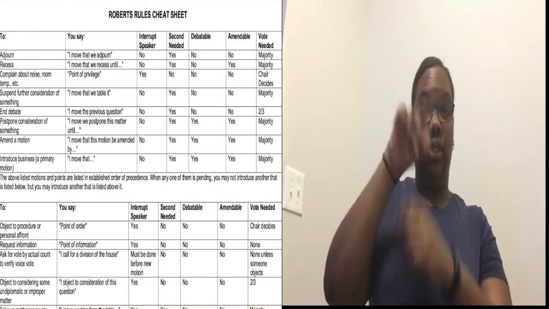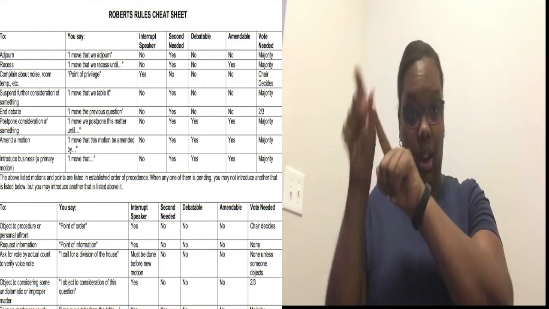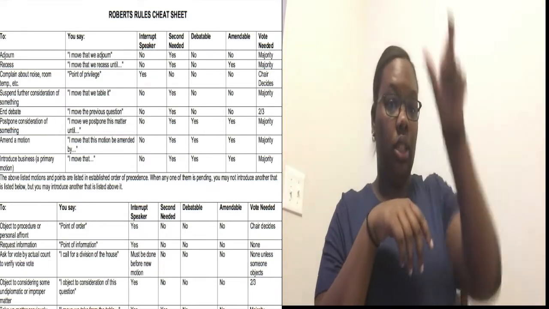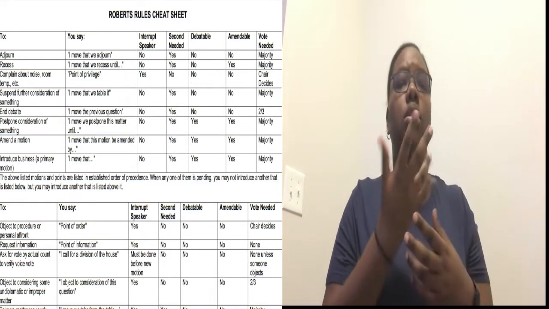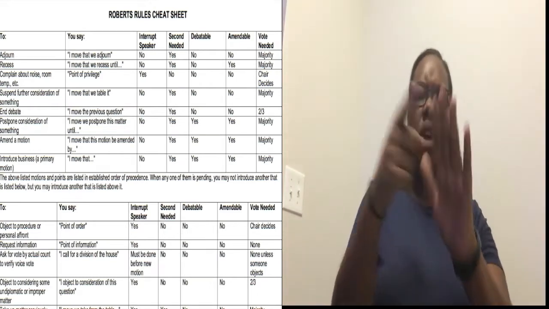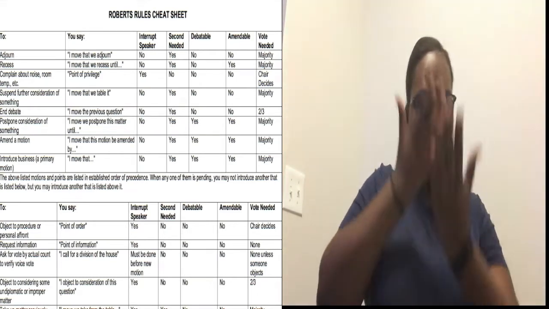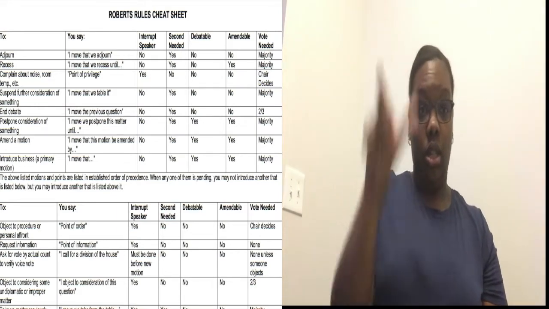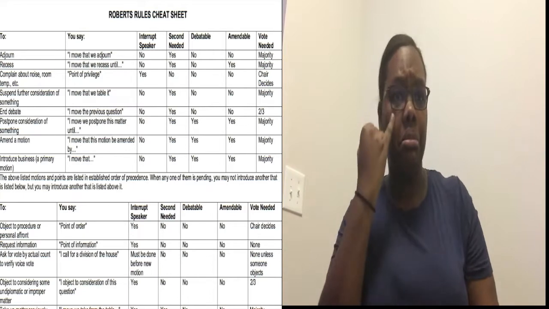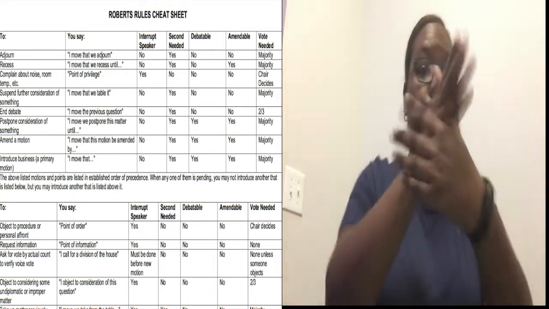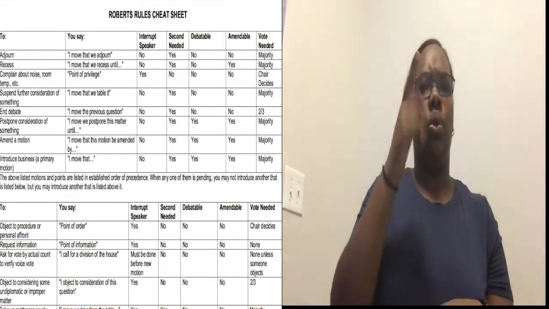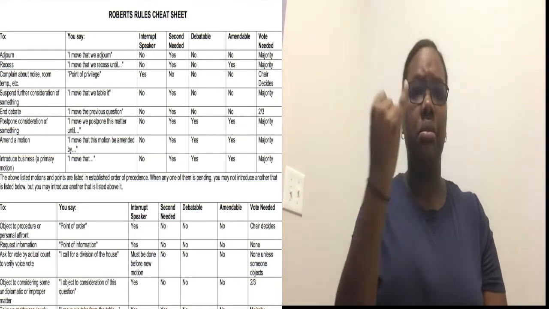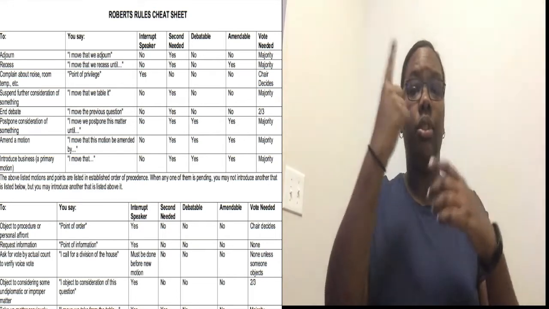In the first column, you see the motion. That's the name of the motion that you're presenting. In the second column, it says, you say. And in that column, it shows you how you would actually present that motion, what words you would use. In the third column, it tells you whether or not you can interrupt the speaker, the person speaking before you. In the fourth column, it tells you whether or not someone needs to second it.